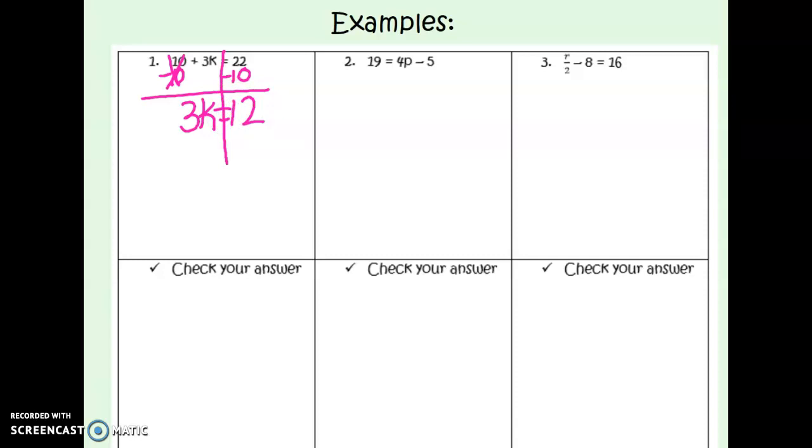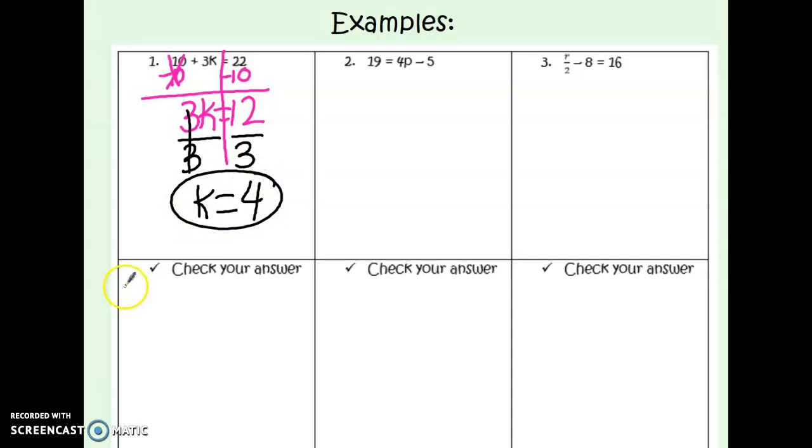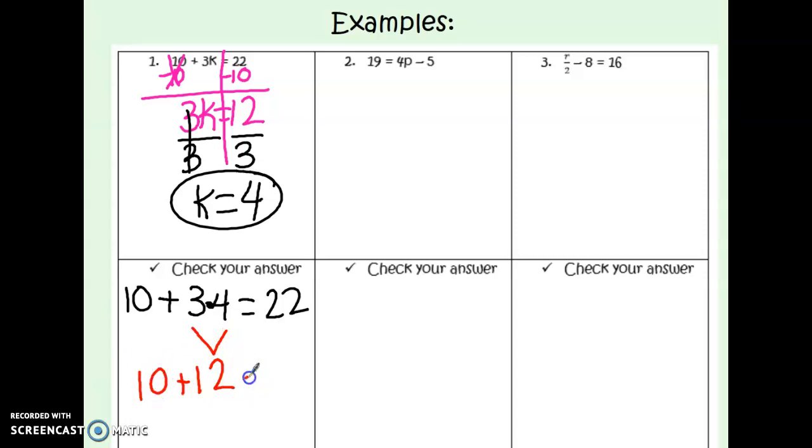Okay, now I have to multiply or divide. So I'm going to divide by 3. That leaves me with k, and then 12 divided by 3 is 4. Let's check our answer. I'm just going to substitute back into my original equation. So I've got 10 plus 3 times my 4 is equal to 22. Let's see if that's what we get. We start with multiply, divide, according to order of operations. So I get 12 plus 10. Does that equal 22? 12 plus 10 does equal 22. So yes, this one's right.